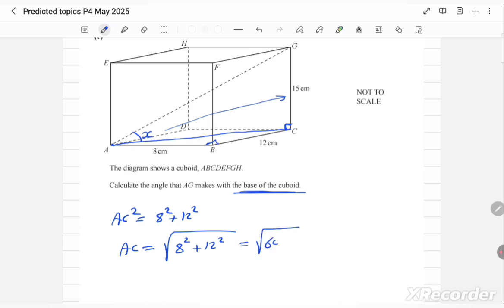Square root of 64 plus 144. Okay, let's see. The answer will be the square root of this, 64 plus 144. So the answer is 14.4.